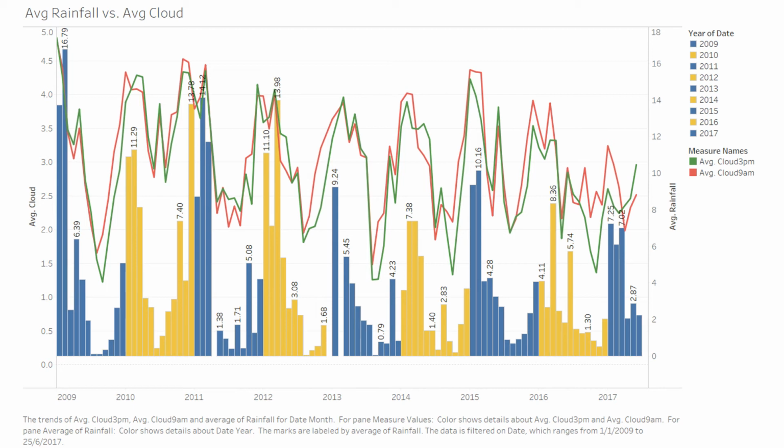The trend lines are superimposed on the average rainfall bar chart, which shows the monthly average rainfall from 2009 to 2017. We can see that when the overall cloud intensity increases, the average rainfall increases as well. We can deduce that cloud intensity strongly contributes to rainfall phenomena.